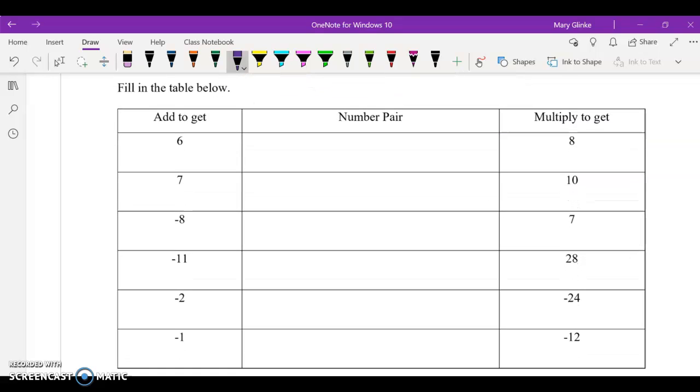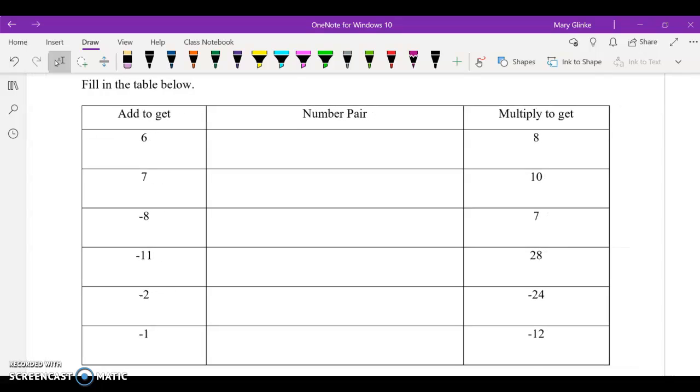So let's take a look at this. On the right-hand side, this is what we're multiplying to try and get. On the left-hand side, this is what we're going to add to get. So start with the multiply. We want to multiply to get 8. So it's either going to be 1 and 8, or 2 and 4, or -1 and -8, and -2 and -4. Of those, we want to add to get 6. So we are going to find the ones that work, and that would be 2 and 4.